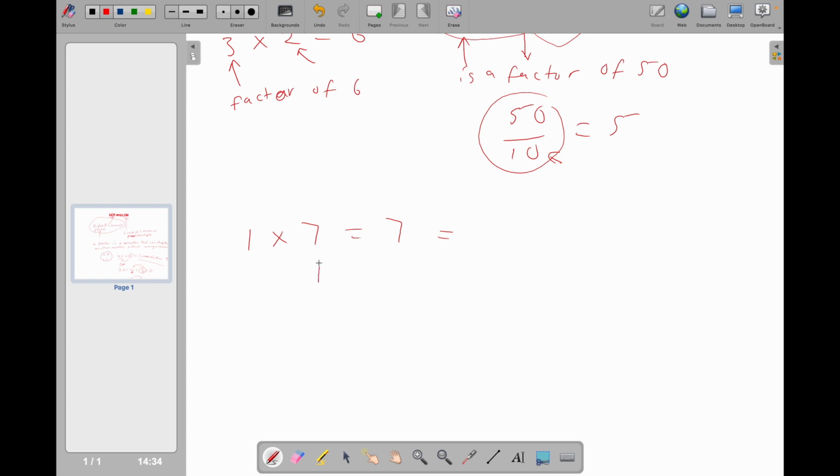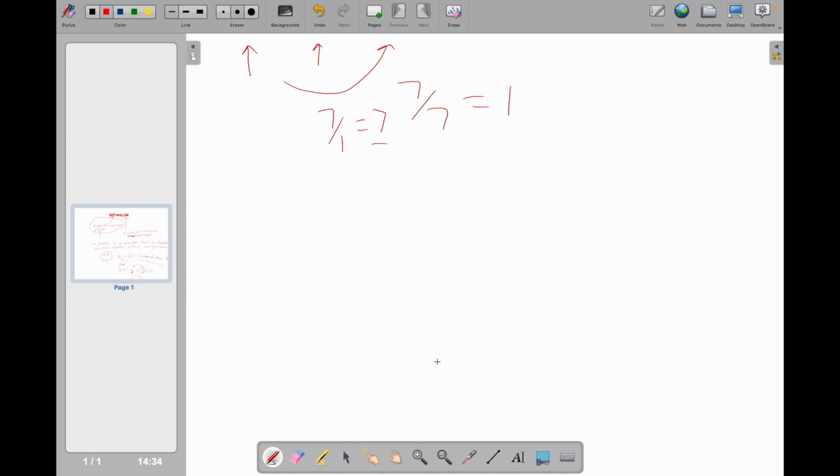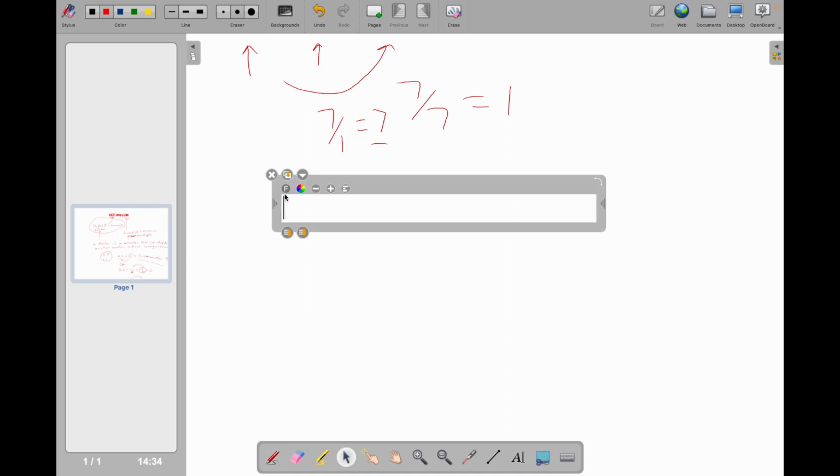So 7 is a factor of 7 and 1 is a factor of 7, because if we divide 7 by 7, we get 1 with no remainder. If we divide 7 by 1, we get 7 without getting a remainder. So when we talk about factors, they are prime factors.